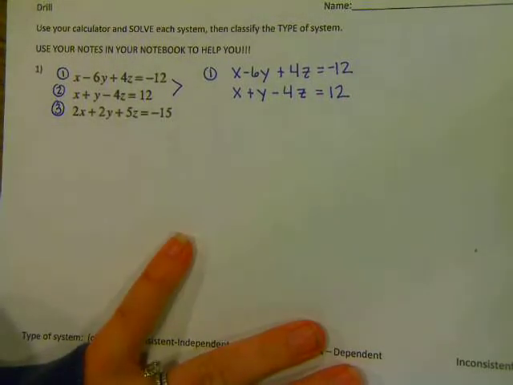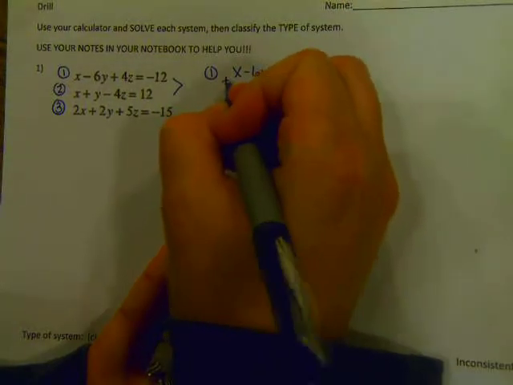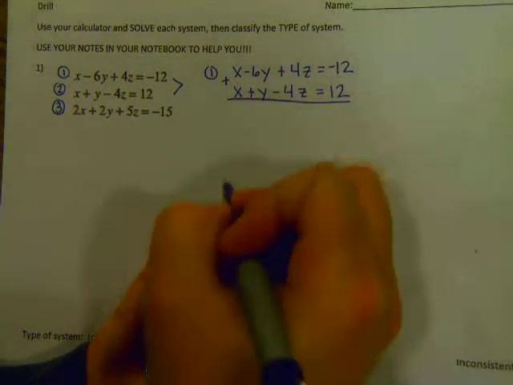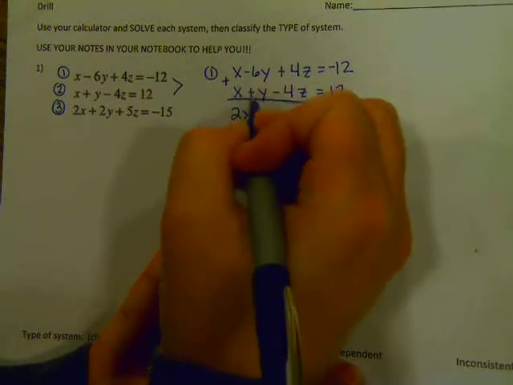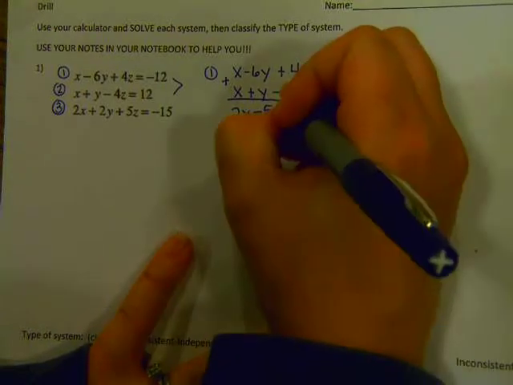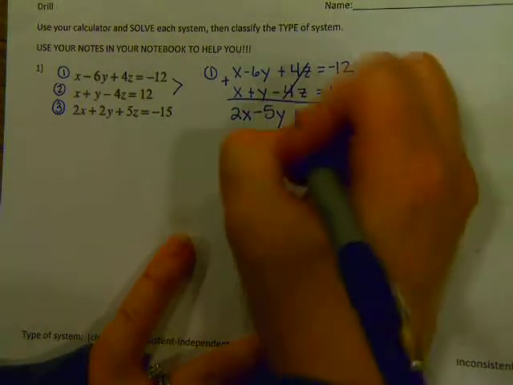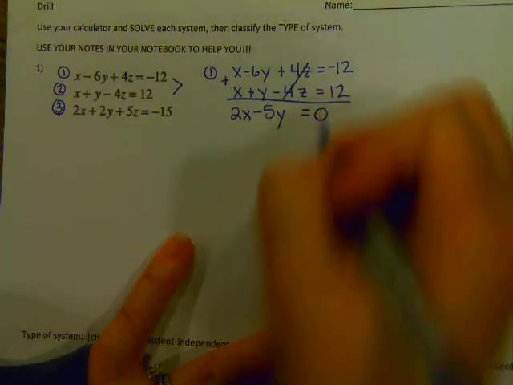So now, in order to eliminate the z, you always do addition. So I'm going to add them up. 1x plus 1x is 2x. Negative 6y plus 1y is negative 5y. The z's cancel each other out. And then equals negative 12 plus 12 is 0. That's okay. It doesn't mean you did anything wrong.